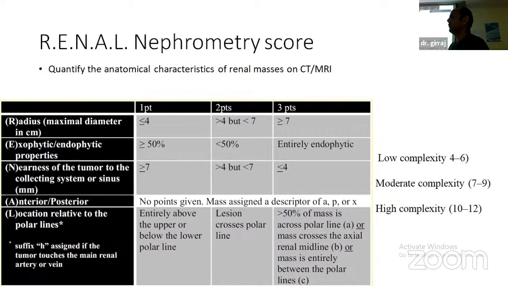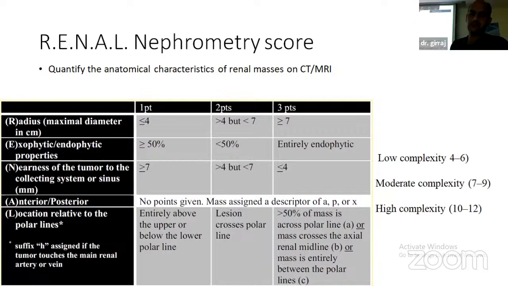If more than 50% of the tumor is exophytic, or less than 50% exophytic, or totally endophytic. And near to the collecting system, if more than 7 mm, 4 to 7 mm, or less than 4 mm. Anterior or posterior tumor, and the location of the tumor relative to the polar line.